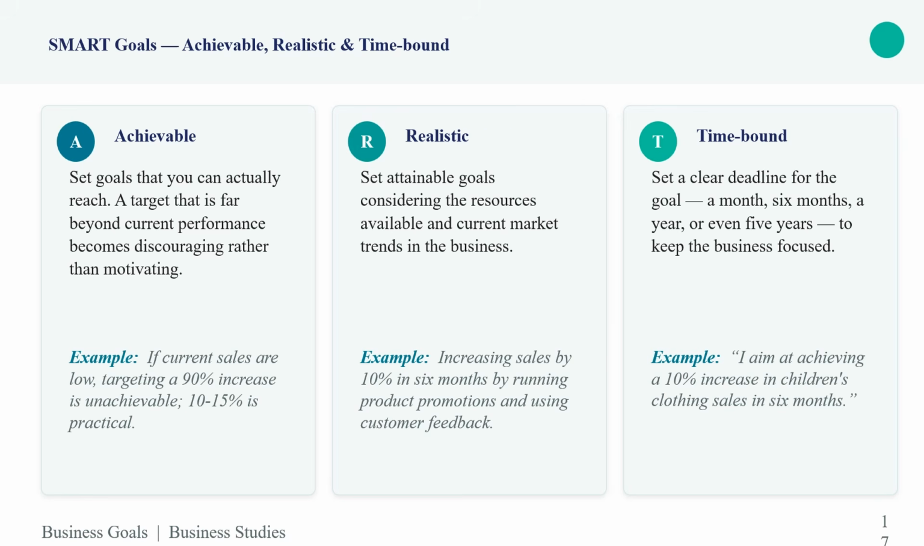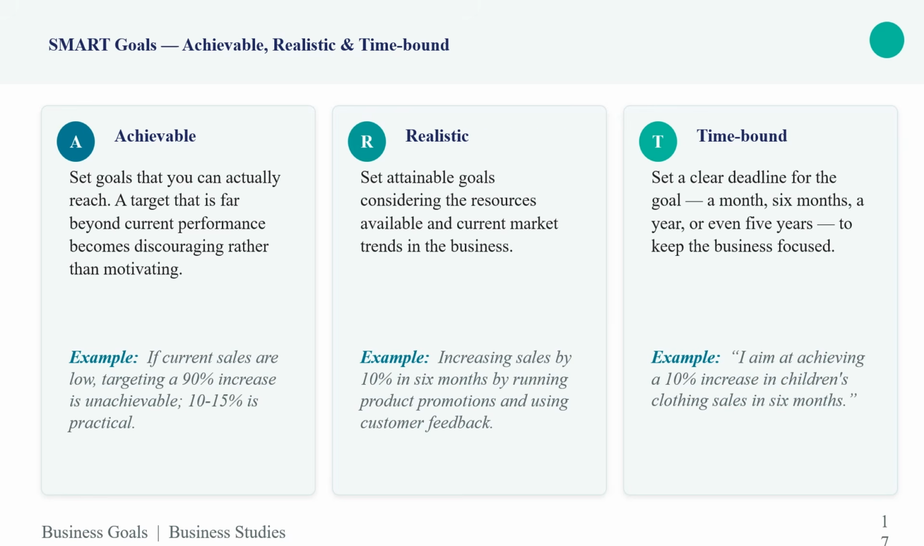R, which is realistic. Set attainable goals, kitu ambao wewe wajua waweza fanya, considering the resources available and current market trends in the business. Example, increasing sales by 10% in 6 months by running product promotions and using the customer feedback. Time bound: set a clear deadline for the goal.